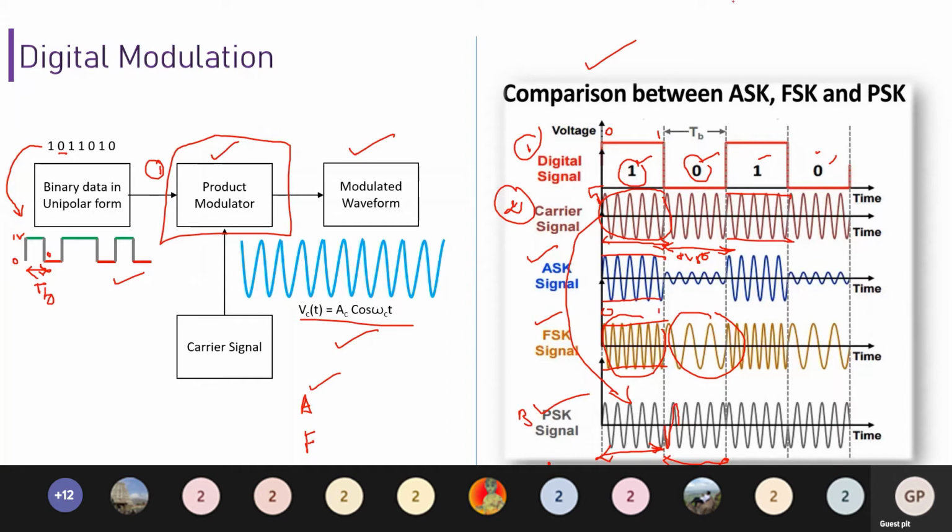Okay, so this is the comparison for all the 3 types of techniques. In PSK we have different types of modulation techniques that we're also going to see. Once you take 2 phases, that is called BPSK, binary phase shift keying, and if you use 4 phases, 0, 90 and so on, that is called quadrature phase shift keying. So one by one we will see that.